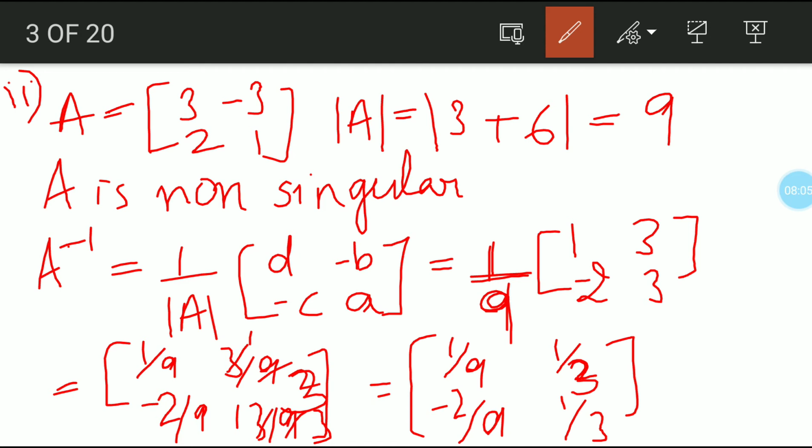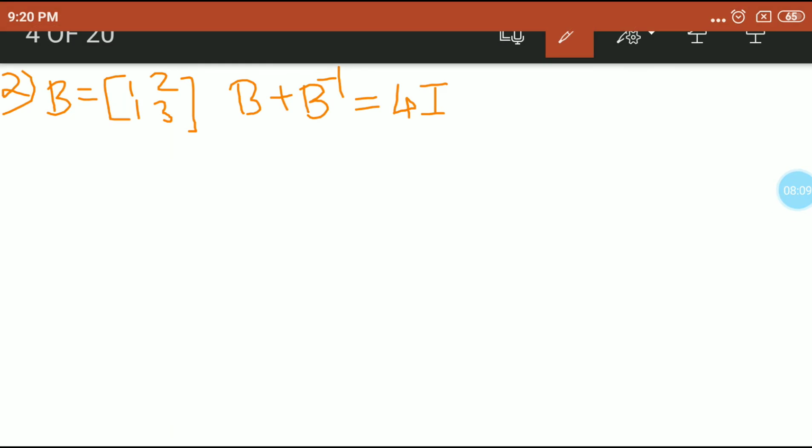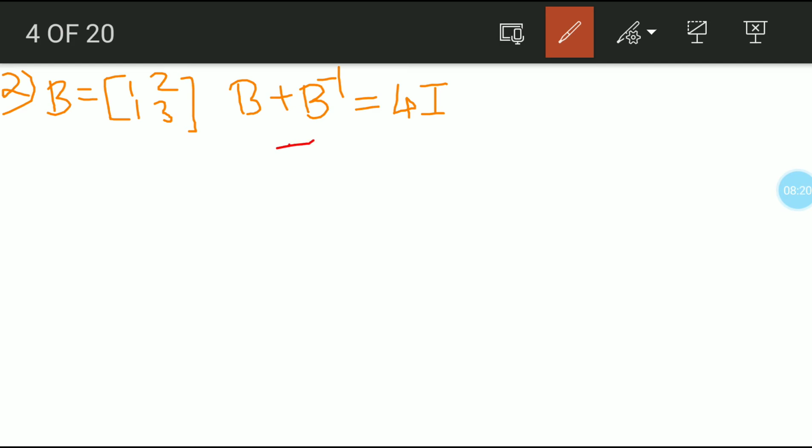Now we will see the second main. Now the second bit, here they have given us one matrix, that is B matrix, 1 2 1 3. Then we have to prove B plus B inverse is equal to 4I. So in this sentence we have something called 4I, which you may not understand. B inverse, just now we learned about A and A inverse, and in the same way we can find it. But what is this 4I, you will have doubt.